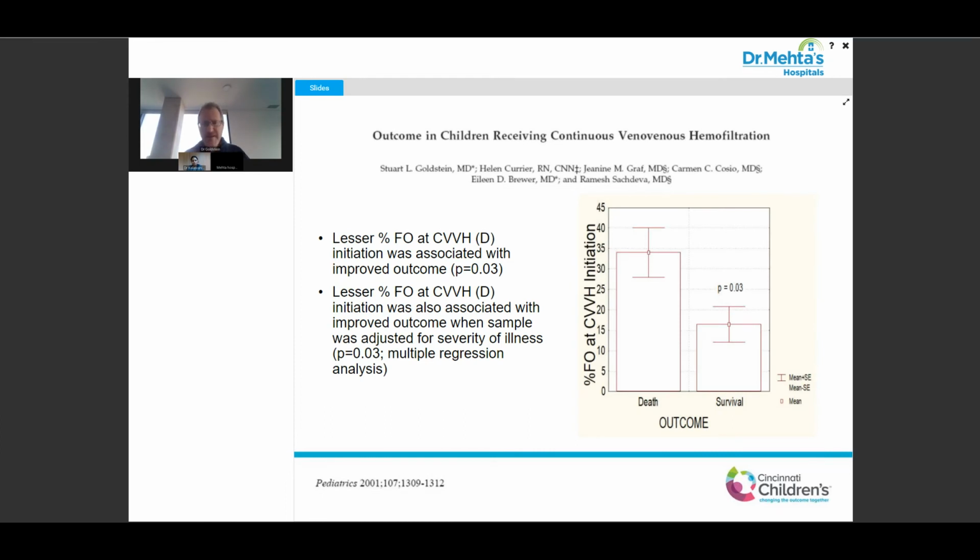But the big outcome of this study was demonstrating that kids who died were on average 35% fluid overloaded at the time of CRT initiation, where kids who survived were about 15% fluid overloaded. And when you controlled for severity of illness, the fluid overload was still independently associated with mortality.